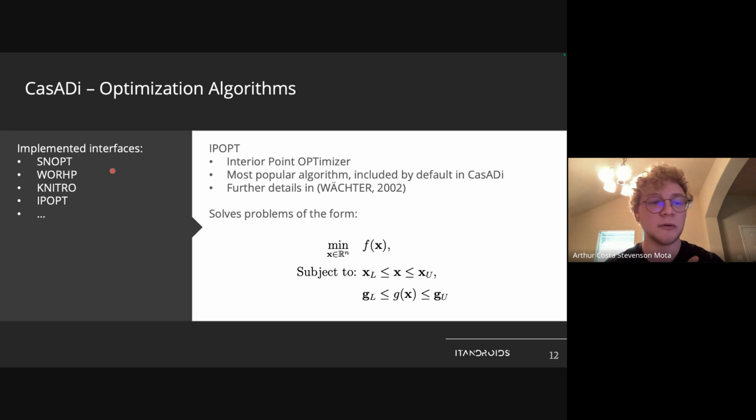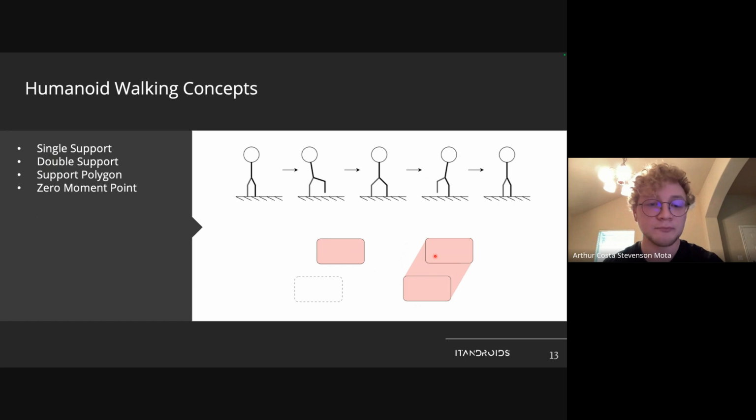The implemented interfaces by default are these and others, so SNOPT, WORHP. But the one we are most interested in is IPOPT, which is the interior point optimizer. It is included by default in CasADi, and it is, according to them, the most extensively used. Some details of the implementation for IPOPT are in the thesis from Wächter, and it solves problems of this form, which is very similar to what we want. So we have constraints on the state variables, and we have constraints that are derived from the state variables, so a function of the state variables.